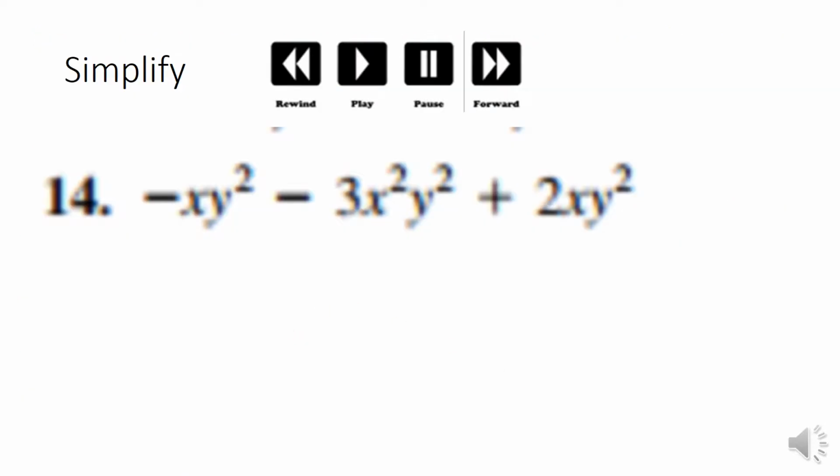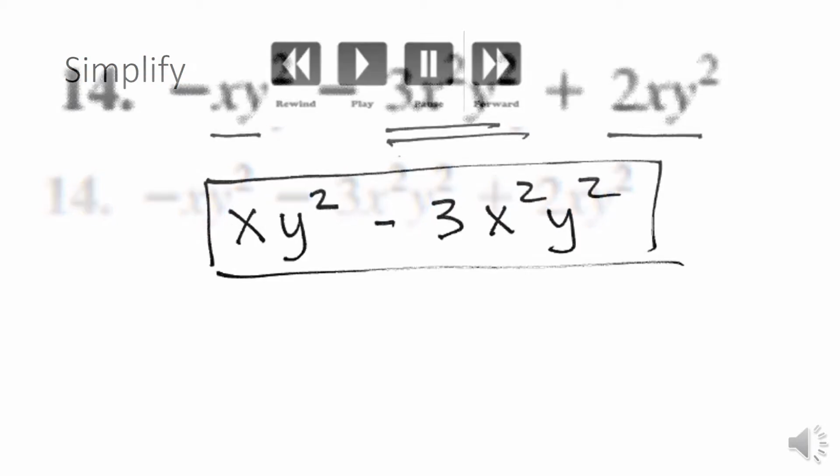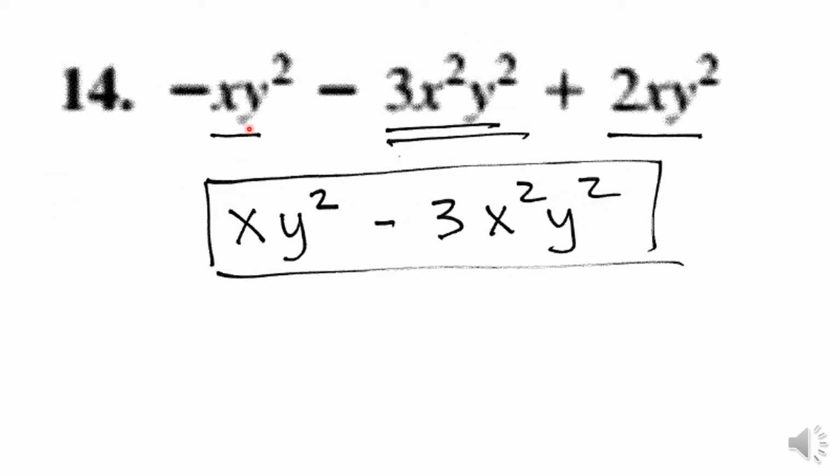Here's an example where we're looking to simplify. So pause the video and let's see how you do. So you see one set of terms has xy squared, the other one has x squared y squared. So we do these single underscored and double underscored, and we can only combine those that are like variables and like exponents. So this is the final answer we come up with for this problem.